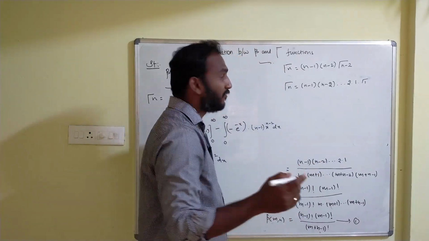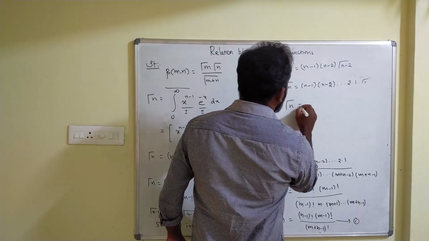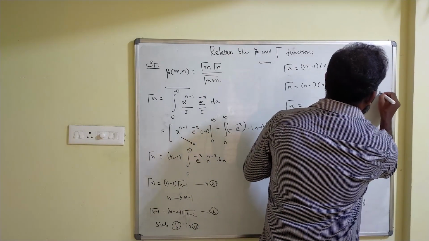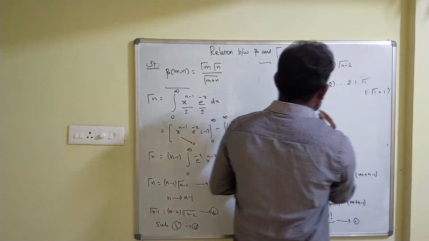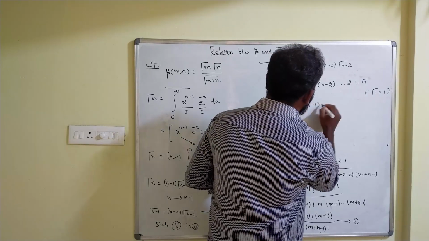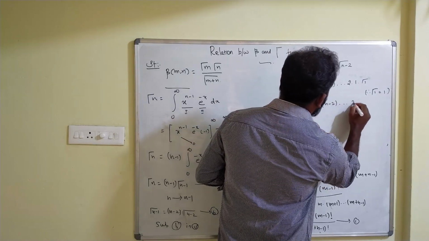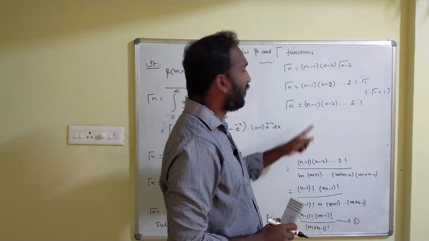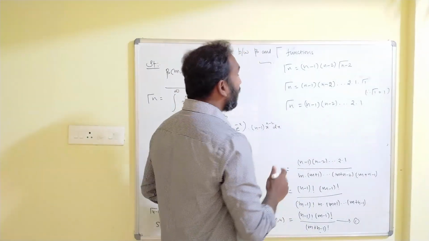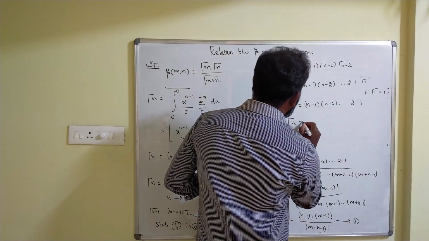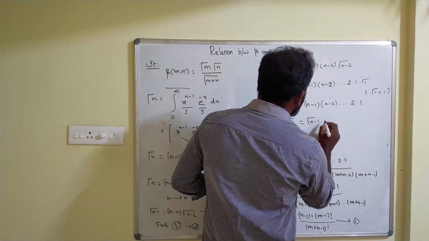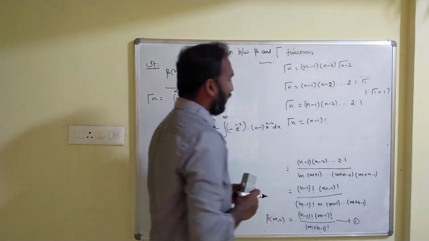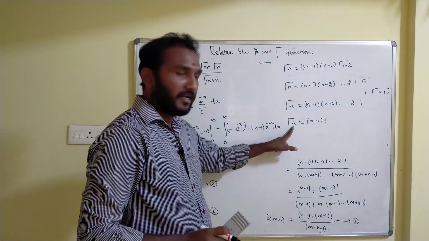We know gamma 1 is equal to 1. Therefore gamma n can be written as, right? So we know that gamma 1 is equal to 1, and here it is n minus 1, n minus 2 up to 2 into 1. So this is exactly 1, 2, 3 up to n minus 1. We can replace as n minus 1 factorial. Therefore gamma n is equal to n minus 1 factorial. Now here n we got.